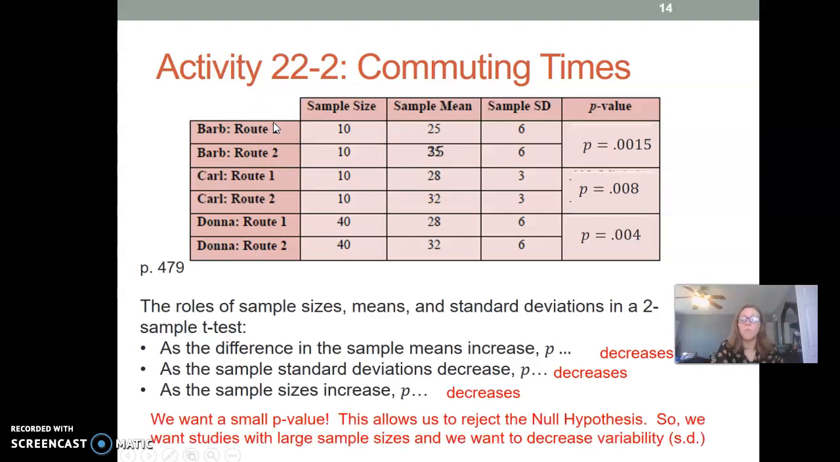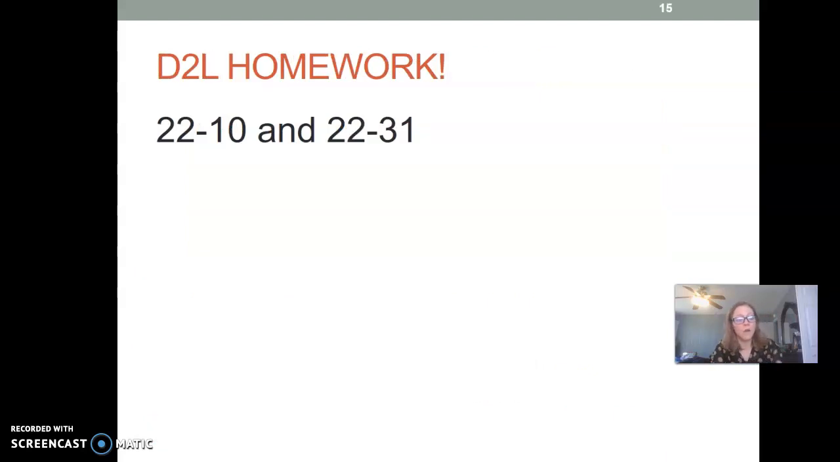So in general, we want a small p-value. Small p-values allow us to reject the null hypothesis. So we want studies that have large sample sizes, or we want to design studies in such a way that we decrease variability. We want small standard deviations. If we have those things, that allows us to make stronger conclusions.